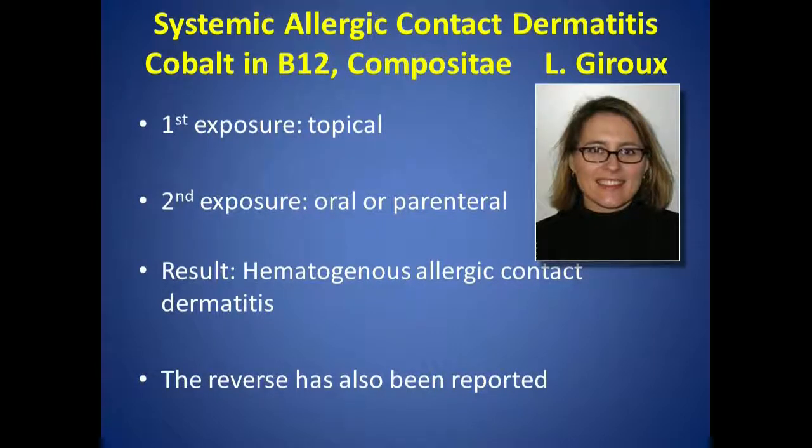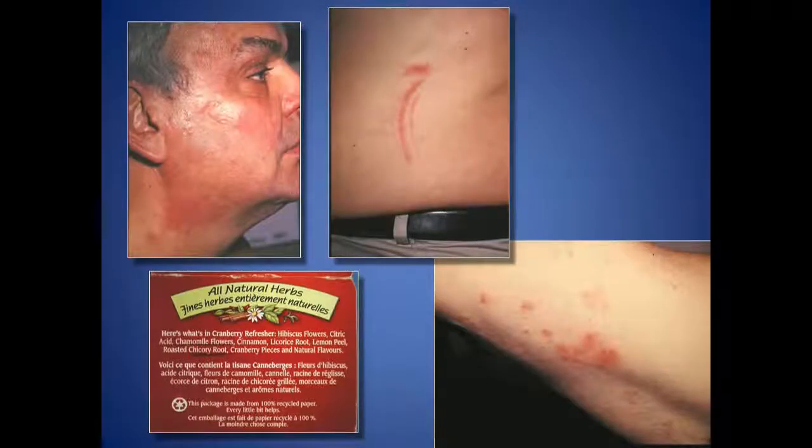The second exposure can be oral or parenteral. And then there is hematogenous allergic contact dermatitis. The reverse has also been reported. So this is a fellow in the middle of January who comes in with this eczematous dermatitis with a linear streaky pattern. It looks like a plant. I'd even think of poison ivy or some plant, because that linear streaky pattern is very suggestive.